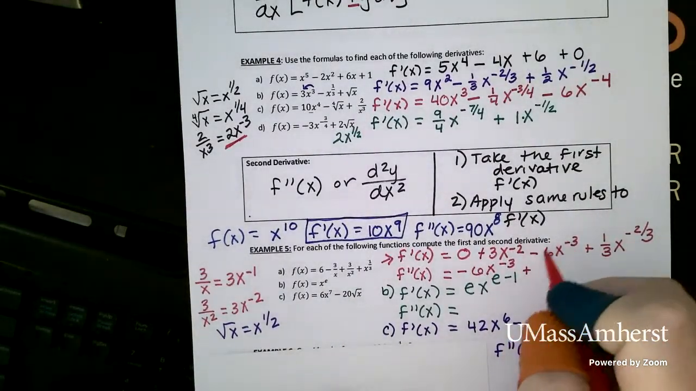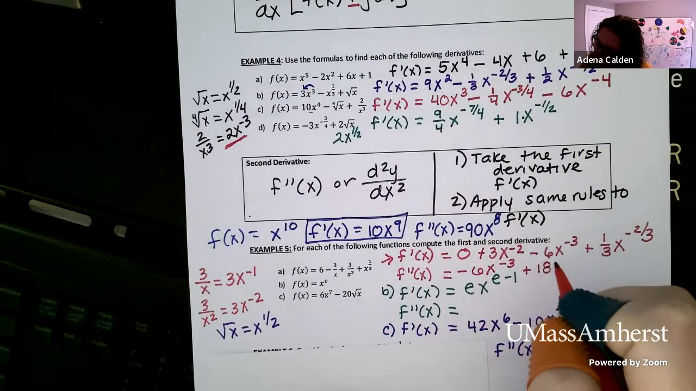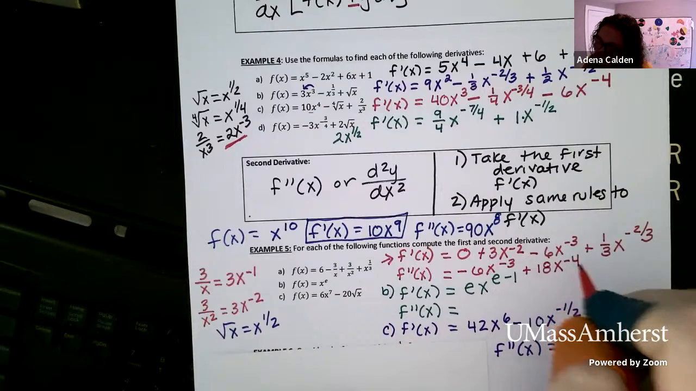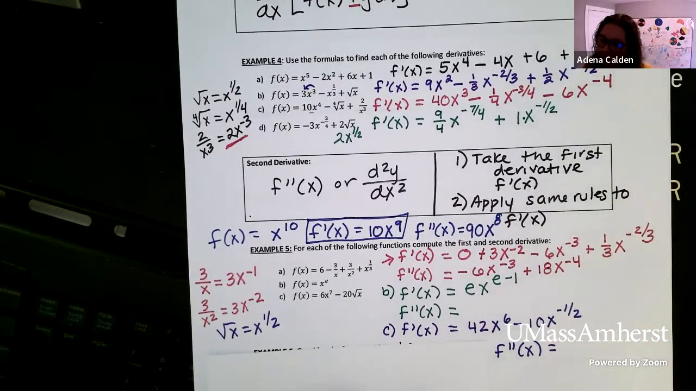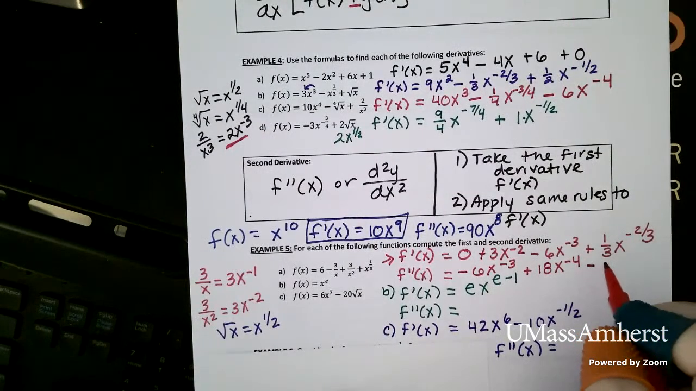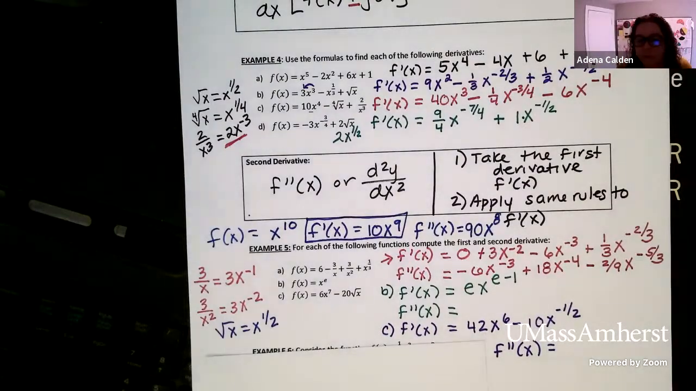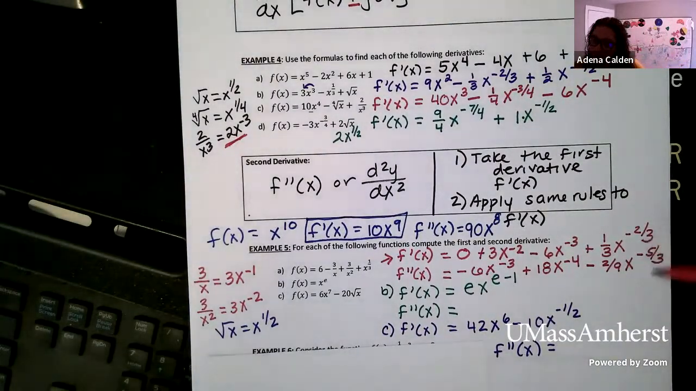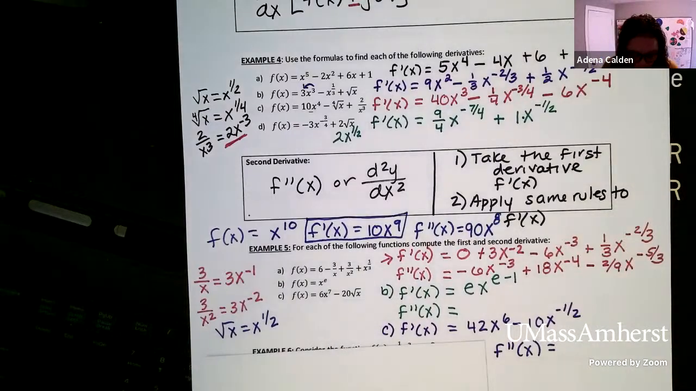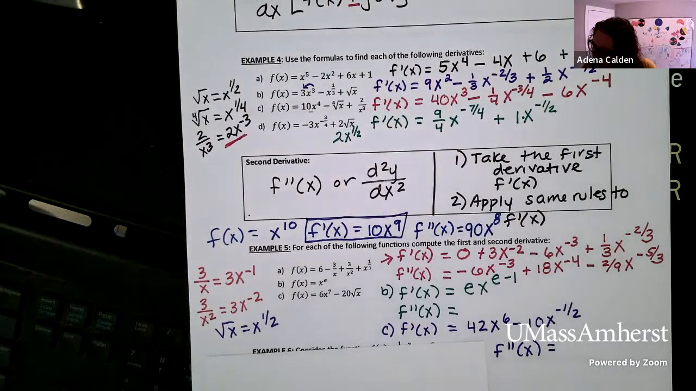The next term, negative 3, comes down to multiply the minus 6. So we end up with plus 18x to the negative 4th, because we're subtracting 1 from the power. And then here, the negative 2/3 comes down. So we end up with minus 2/9 x to the negative 5/3. So again, we're using the same rules here to go to the next derivative. And the reason why second derivatives are sometimes more complicated is just because the first derivative, you tend to get more fractions and negative numbers.